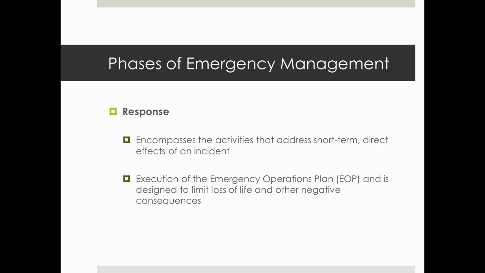Third of the four is response. It encompasses the activities that address short-term direct effects of an incident, and this is when you actually execute the emergency operations plan, and is designed to limit loss of life and other negative consequences. So this occurs when the emergency is either imminent or shortly after it has begun. And of course, during response, this is where all of your preparedness plans are put to work. Your emergency operations plan comes to life, and all the parts and pieces of your plan, the emergency manager's plan that is, gets put to the test. And training exercises become actual life-saving tasks to be accomplished.